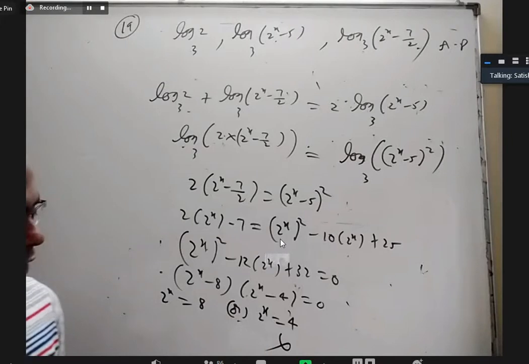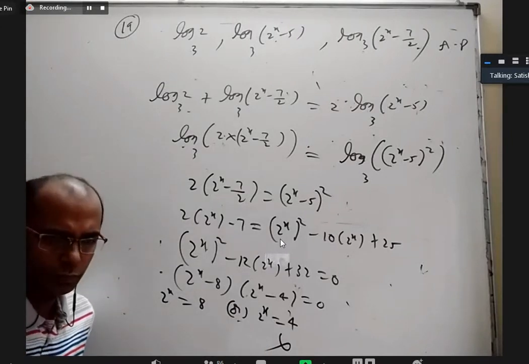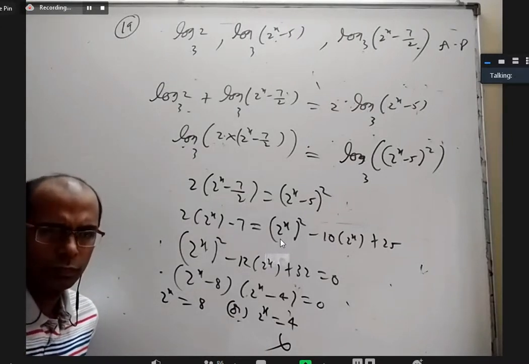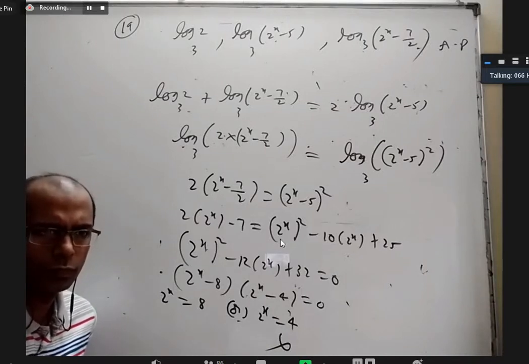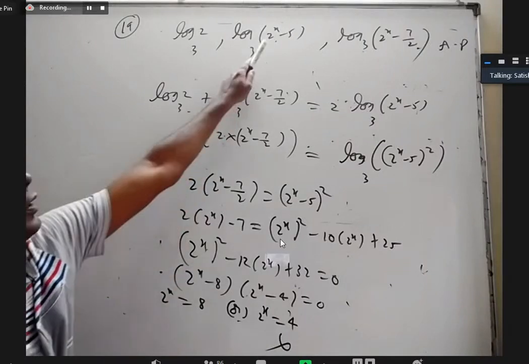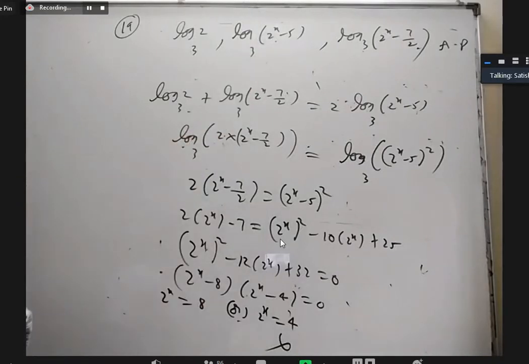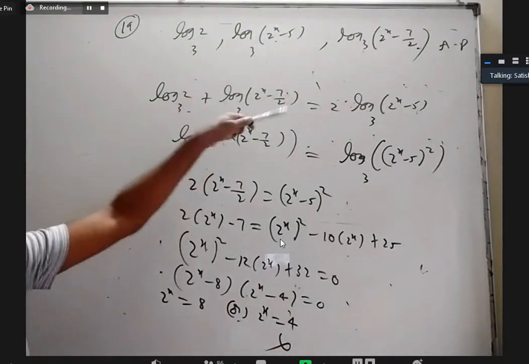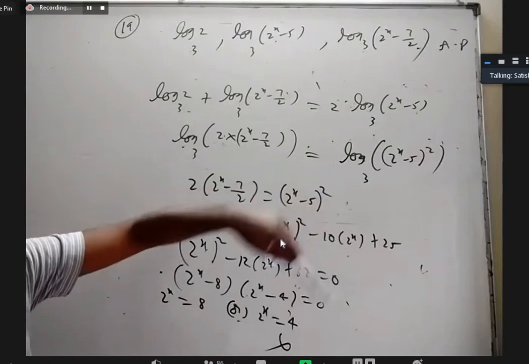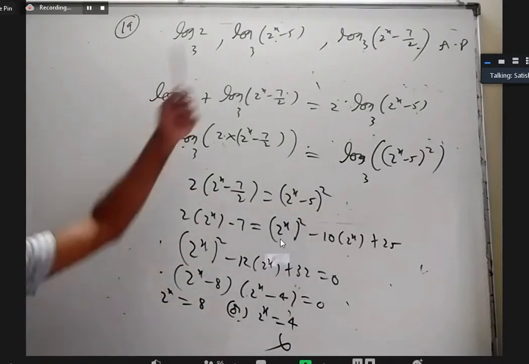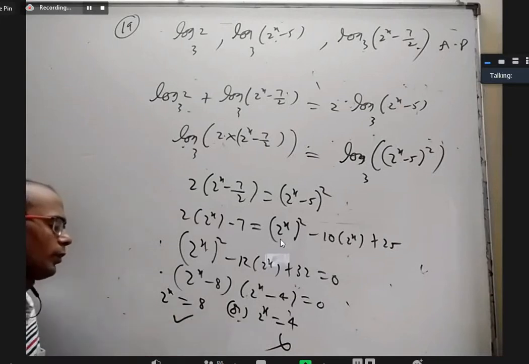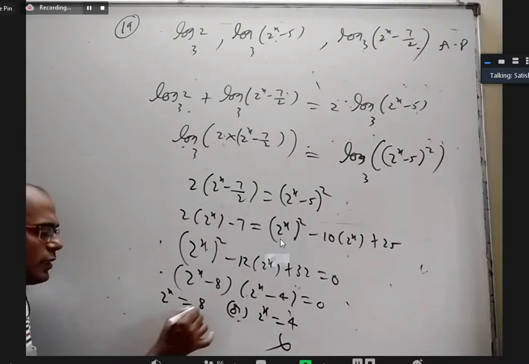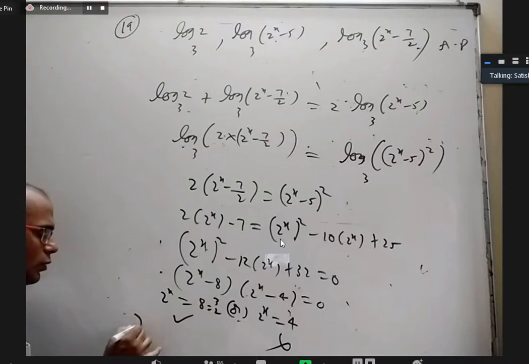Anybody want to tell why I should not take 2 power x equals 4 here? Sir, if 2 power x becomes 4, then 4 minus 5 is negative. Yeah, log of a negative number is not defined here. So before that, I should have checked for what x values it is defined, or after finding x values, when you substitute back, check whether anything is negative. Okay, this is fine. So 2 power x is 8, and 8 is 2 cube. We'll get x equal to 3.